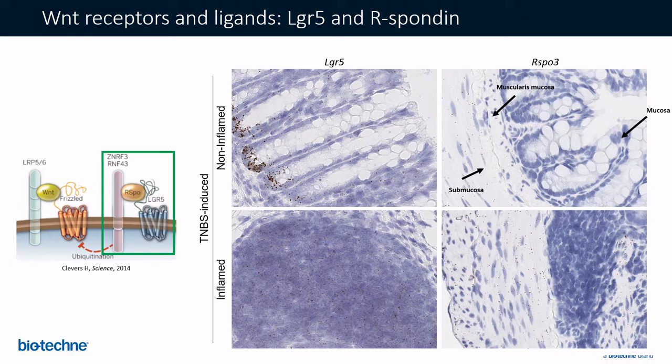Interestingly, we saw that expression of respondin-3 was detected primarily in the submucosa and the muscularis mucosa, while Lgr5 was primarily detected in the neighboring mucosa at the base of the crypt. Another application of RNAscope that is used commonly, not just in stem cell but in all fields, is being able to compare the tissue context of normal tissue versus diseased tissue, or in this case, an inflamed tissue, something that really gives power to studying the morphological context in your research.